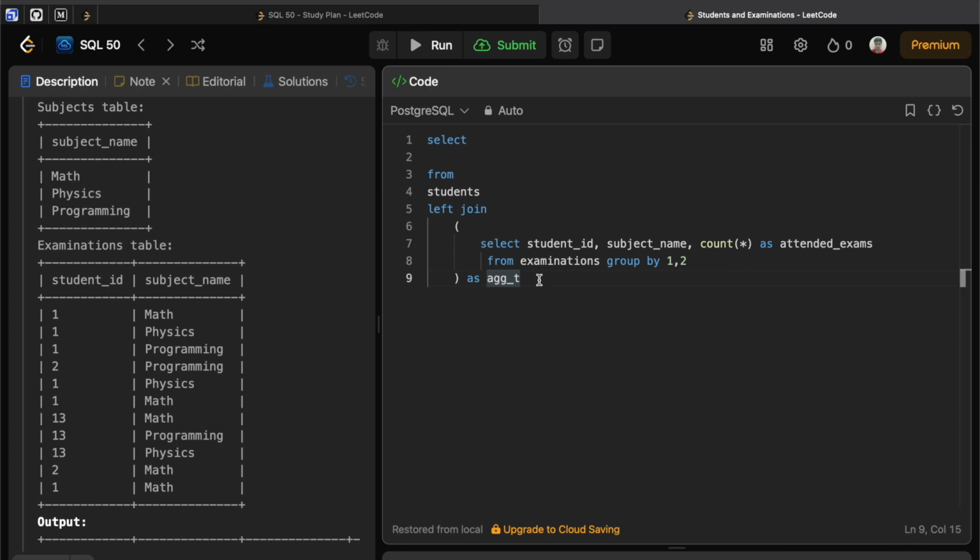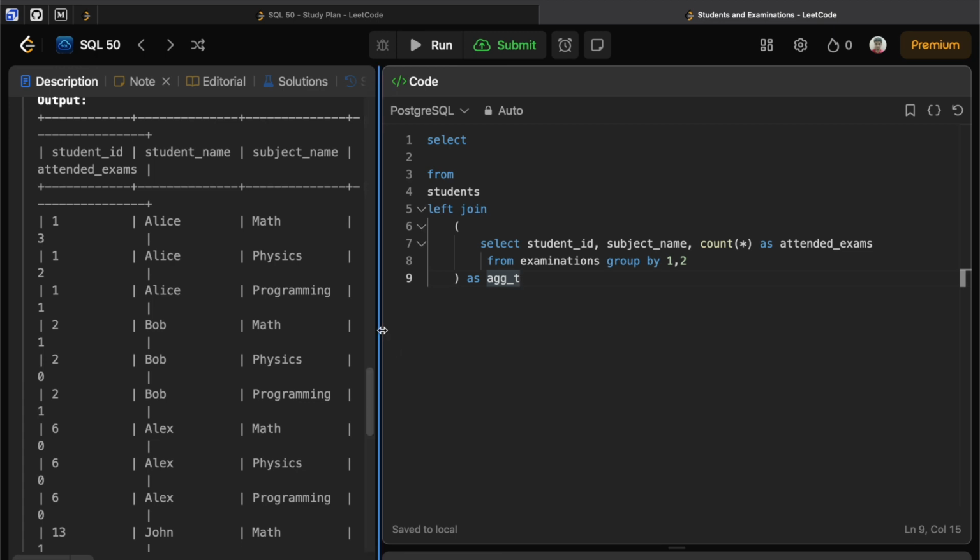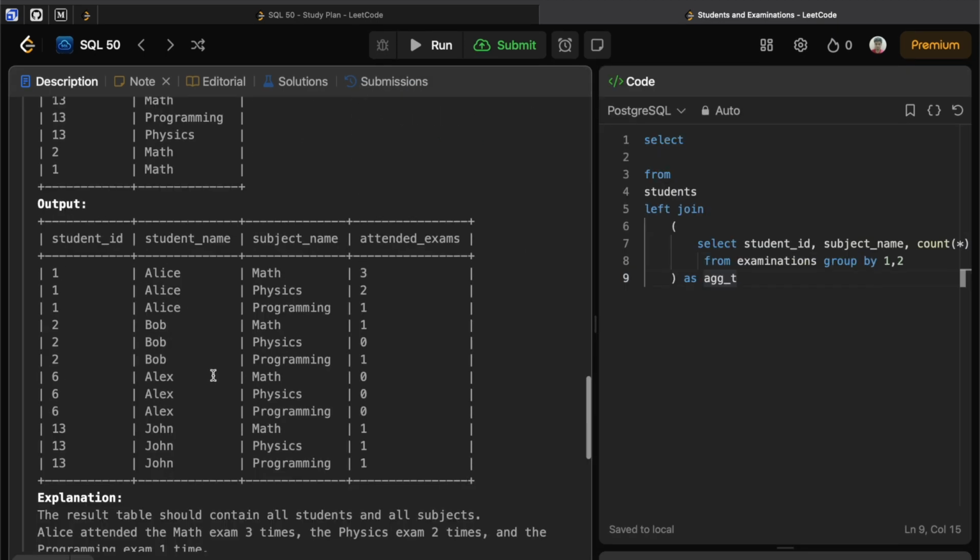Now, why am I trying to do a left join on this is that if you see over here, you would notice that you will need every possible combination of student and subject name to be in your result set, right? Even though Bob did not take any physics exam, we have to formulate this row and give it 0 as attended exams.